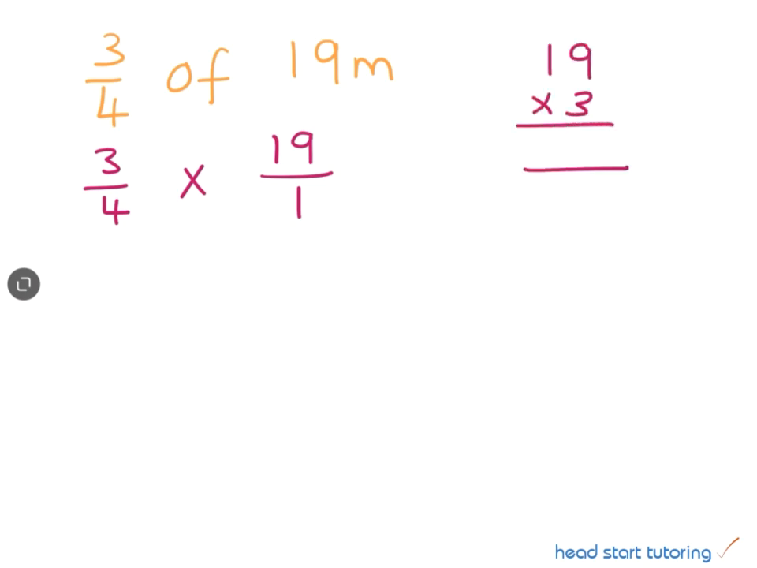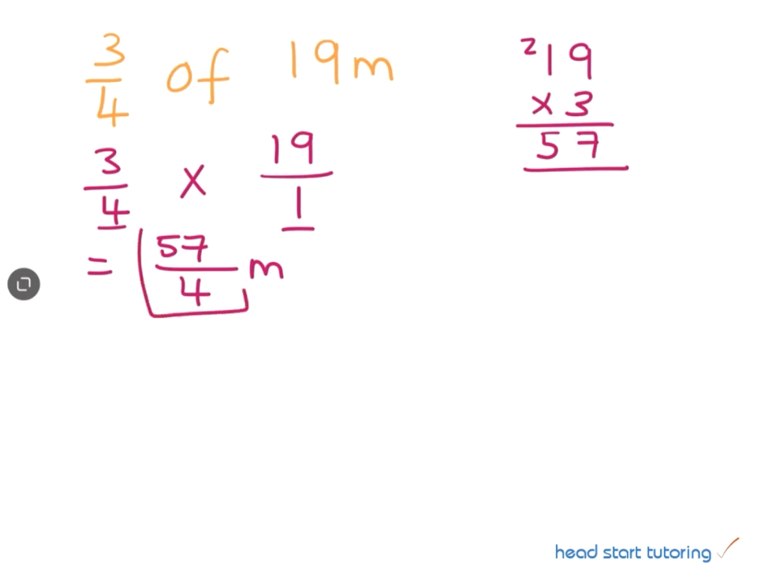3 times 9 is 27. Carry the 2. 3 times 1 is 3, plus our 2 is 5. So 3 times 19 is equal to 57, and 4 times 1 is equal to 4. So this is our answer, 57 over 4 meters.